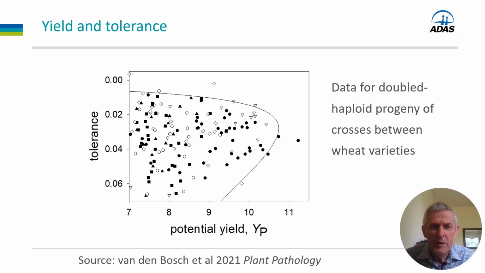Now, what you can see is that, again, the very most tolerant varieties tended to have somewhat lower potential yield, and the varieties with the very highest potential yield tended to have somewhat lower tolerance. So there's clearly a trade-off here: if plant breeders breed for tolerance within what's plausible, they may be sacrificing some potential yield in order to do that. And the question is, is that really worthwhile?